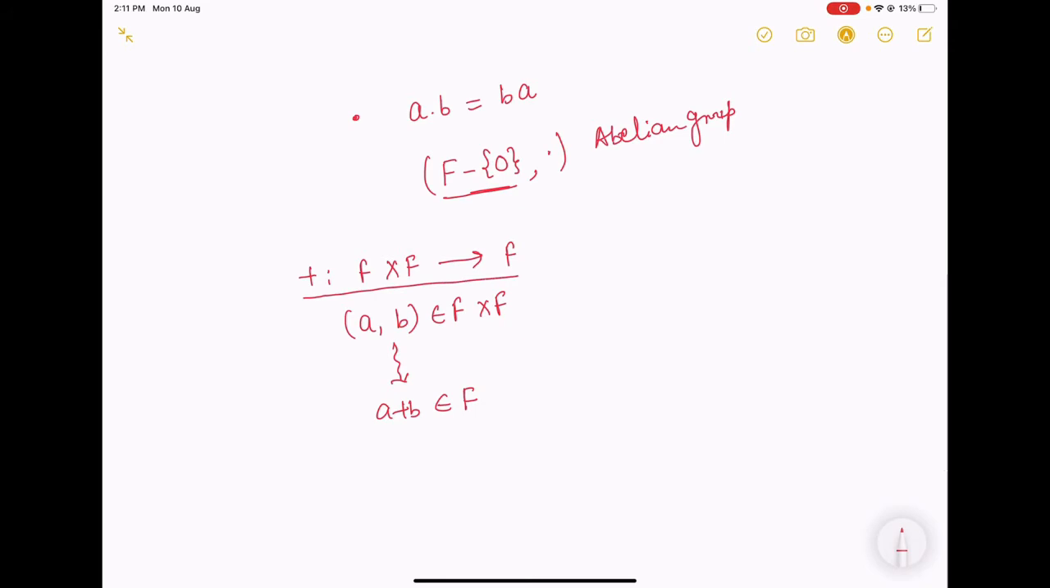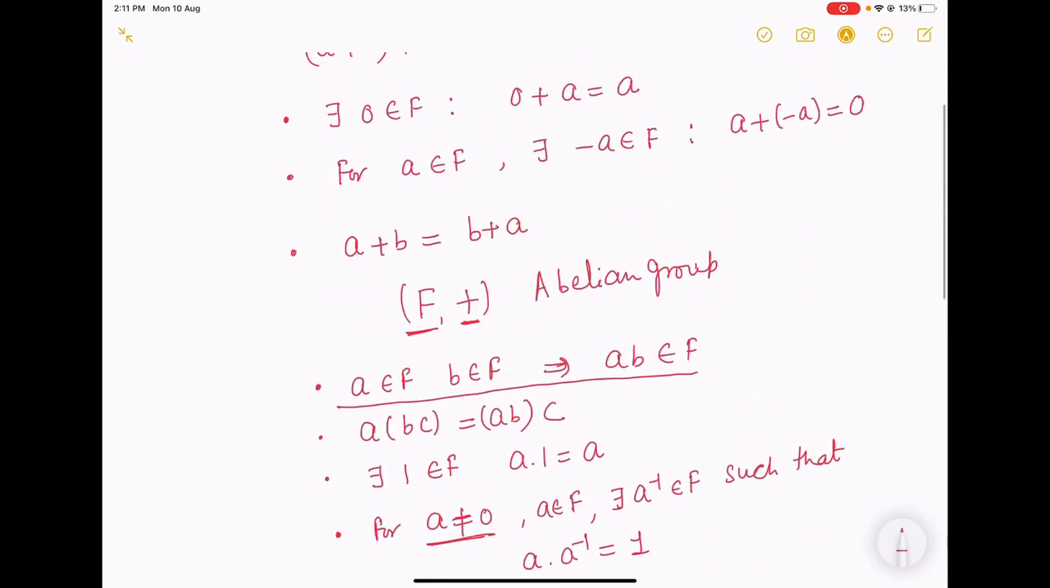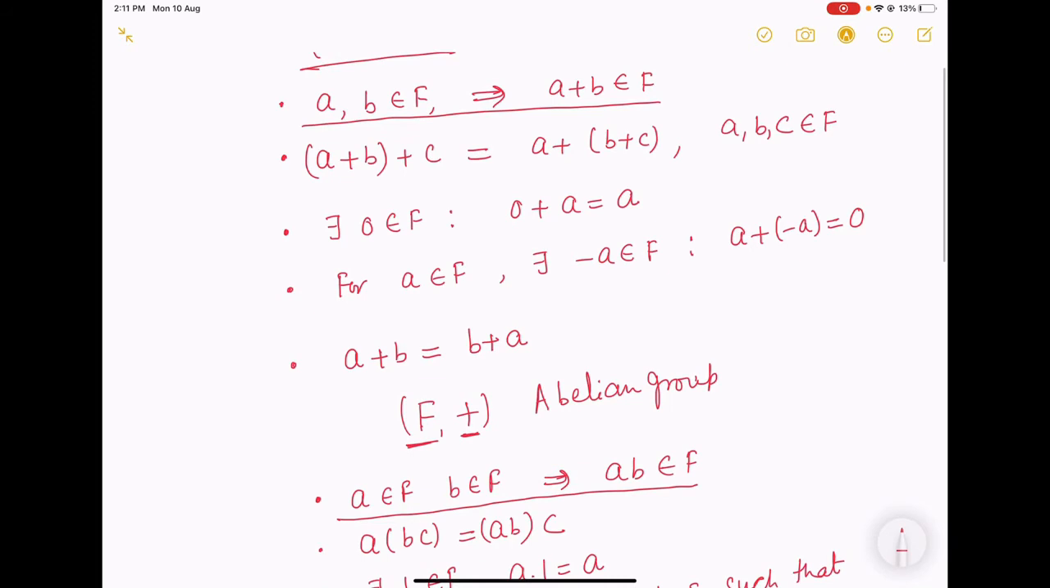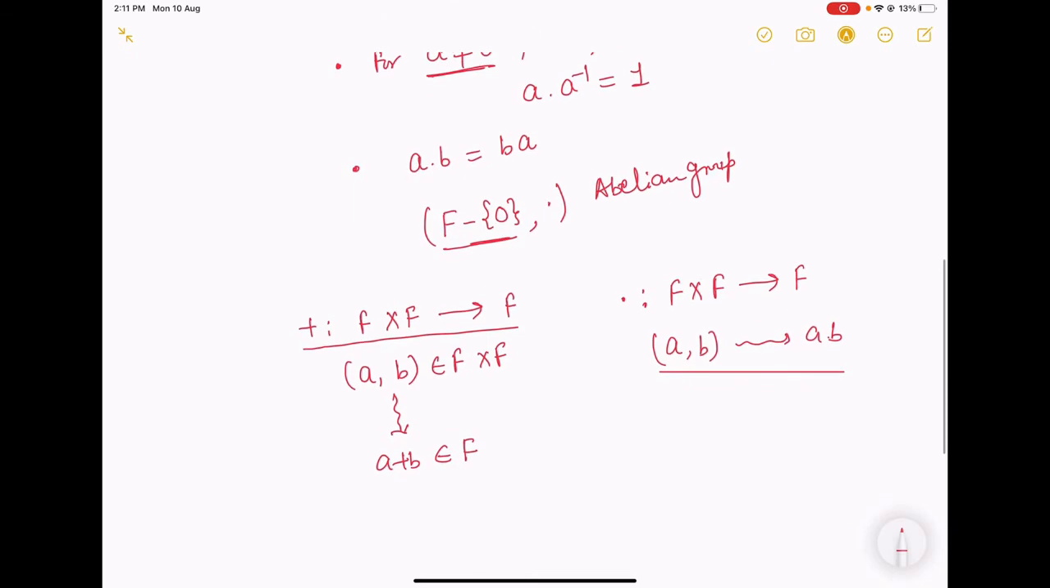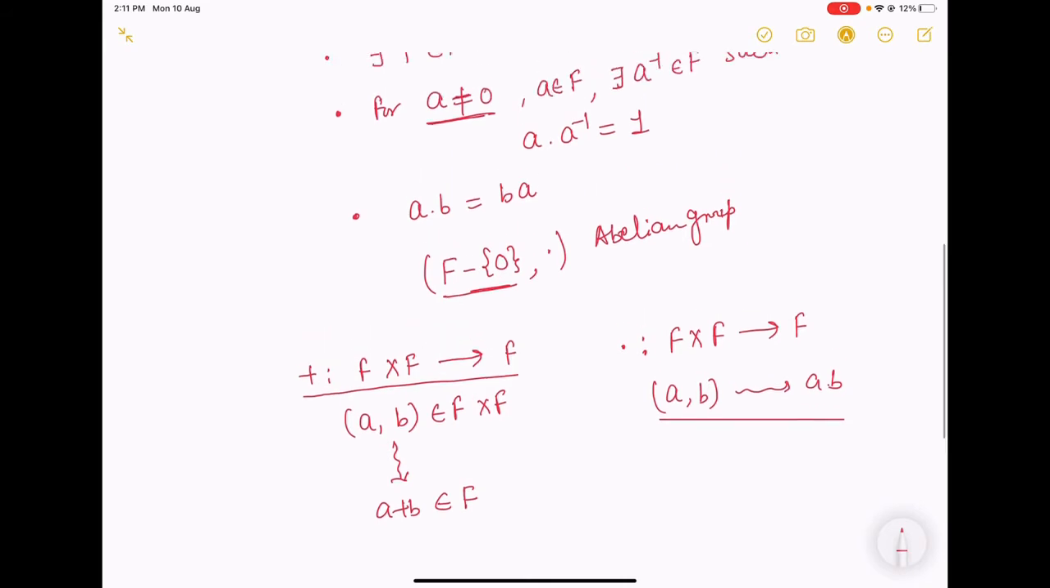Closure property is satisfied by the definition of addition, and similarly multiplication is again a map F cross F to F. So (A, B) maps to A dot B. So again this is the closure property with respect to multiplication. Whether we mention these properties or not, it is okay, because these two properties are embedded in the definition of the operations addition and multiplication. So now you clearly understand what a field is.